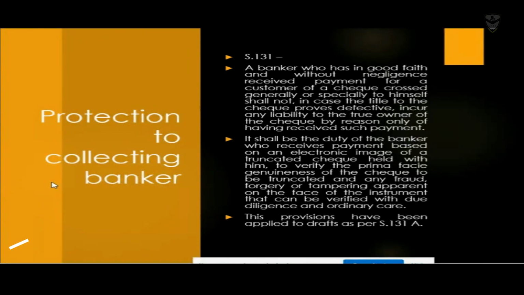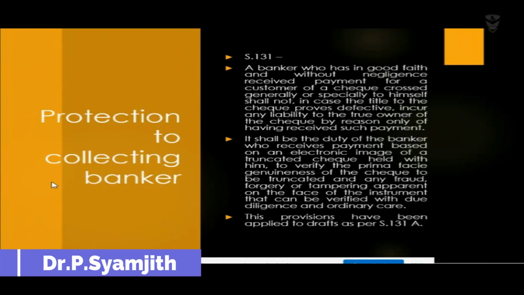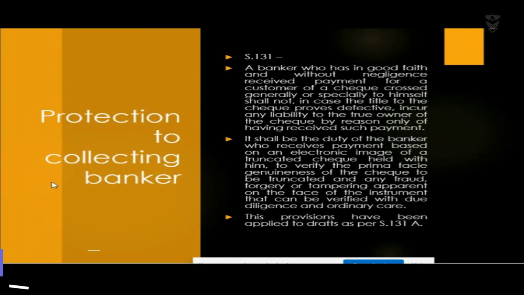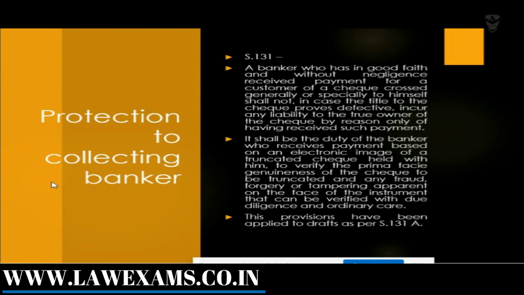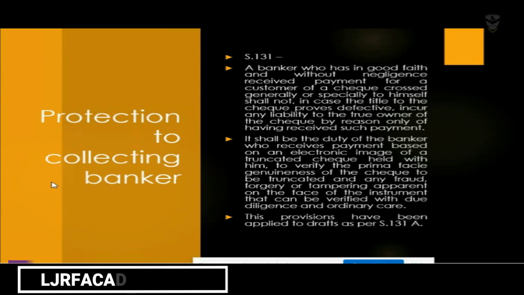See, Section 131 deals with the protection to the collecting banker. Collecting banker means the person who receives the checks from customers and sends them for collection. So Section 131 says that a banker who in good faith and without negligence receives payment for a customer of a check crossed generally or specially to himself shall not, in case the title to the check proves defective, incur any liability to the true owner of the check by reason only of having received such payment.